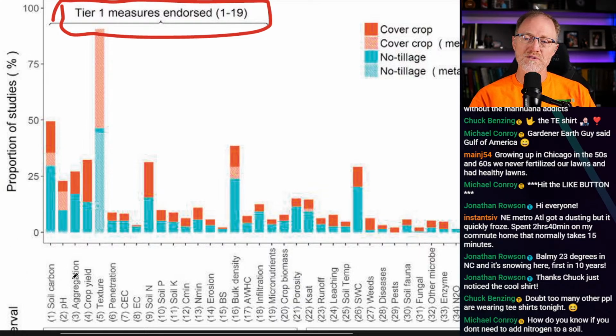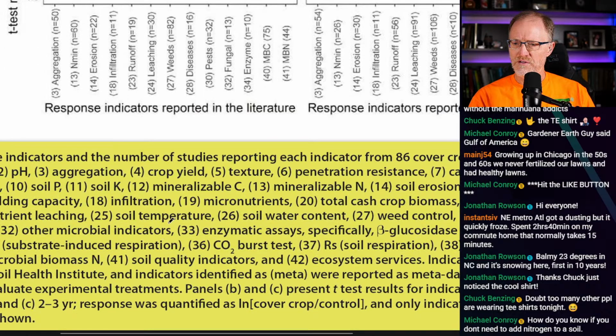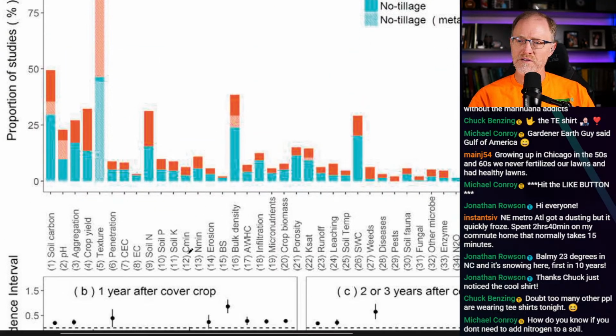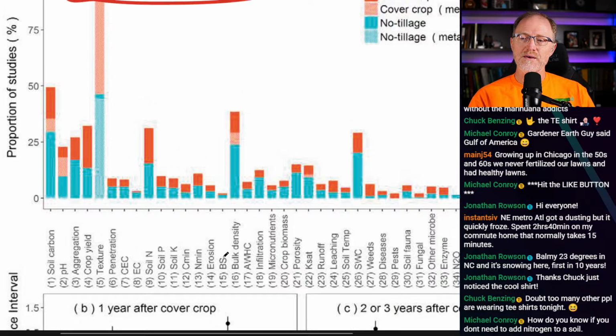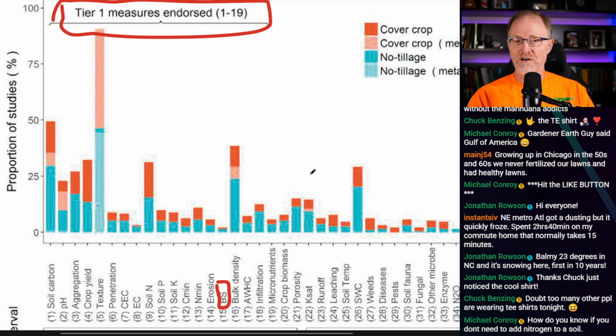So number 1 is soil carbon. And these are not in any particular order. They're just listed this way. Soil carbon, pH, aggregation, crop yield, texture, penetration, cation exchange capacity, salinity, soil nitrogen, soil pH, soil potassium, is this carbon mineralization? What's 12? Mineralizable carbon, yeah. So mineralizable carbon, mineralizable nitrogen, erosion, BS, and then bulk density, available water holding capacity, infiltration, and micronutrients. Those are the indicators that this committee agreed should be tier 1 indicators of soil health.